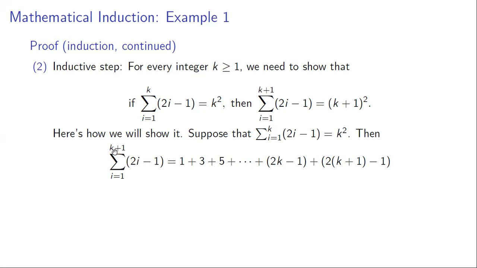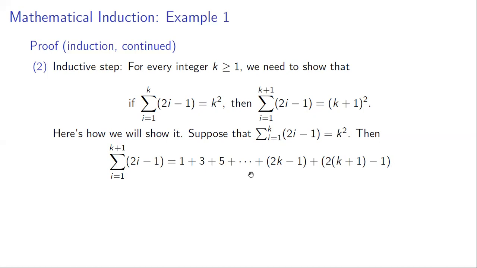Then what happens when i is equal to k plus 1? Remember, that's the last possible value of i for this particular sum. Well, you have 2 times i minus 1, so you have 2 times k plus 1 minus 1. Okay, so that's this sum here.